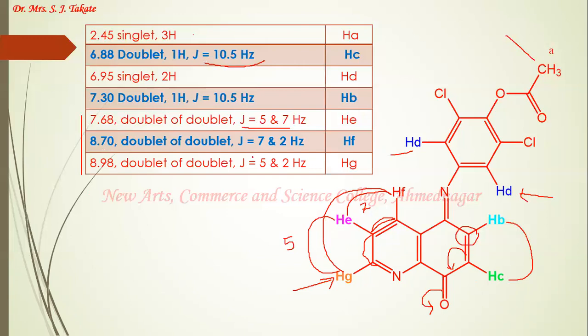8.70 doublet of a doublet is because of the Hf proton. Hf couples with He with 7 Hz, while it couples with Hg by 2 Hz. So this is how, if you look at this structure, 10 Hz coupling constant value, 5 Hz coupling constant value, and 7 Hz coupling constant value. See, different coupling constant values can easily tell me that here there is more single bond character, here there is more double bond character, and here there is olefinic double bond character. Therefore, a large coupling constant value is present.